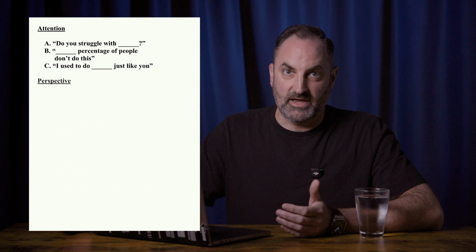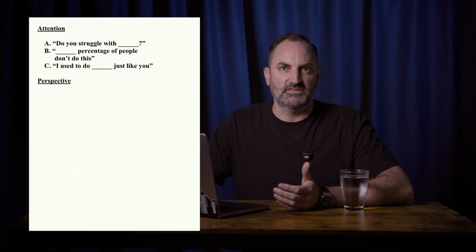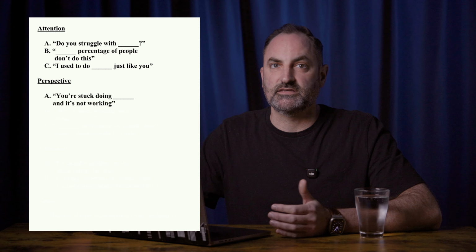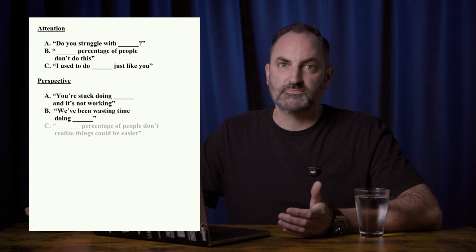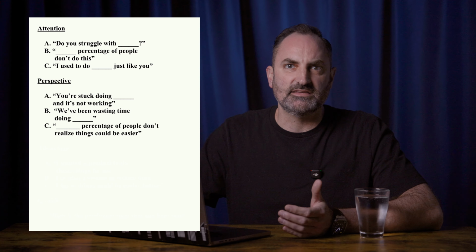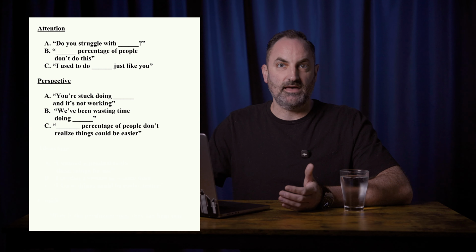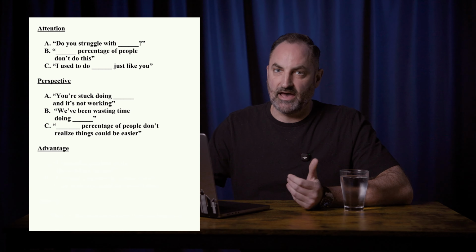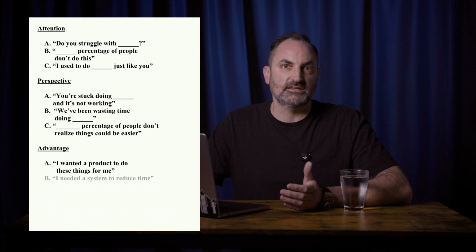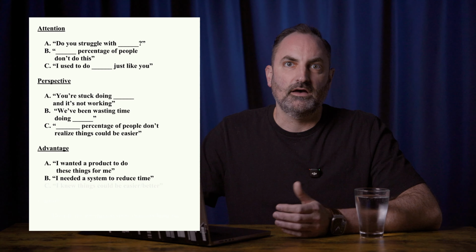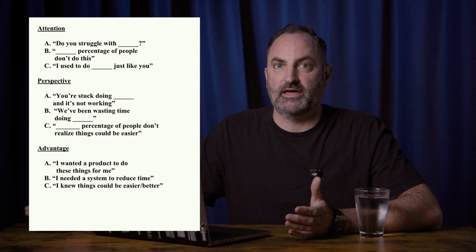Next, we give them perspective. We want to paint the situation that they're in. You're stuck doing this and it's not working. We've been wasting time doing this. This percentage of people don't realize things could be easier. After that, we give them the advantage that we have. I wanted a product to do these things for me. I needed a system to help reduce time. I knew things could be easier or better.